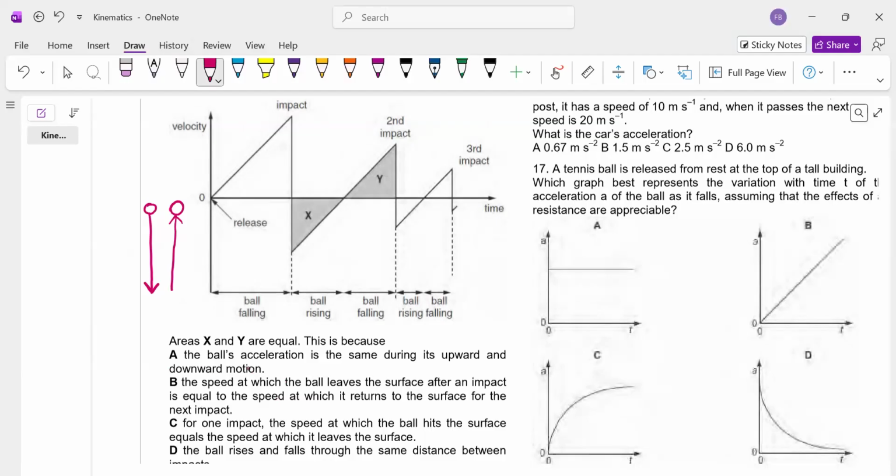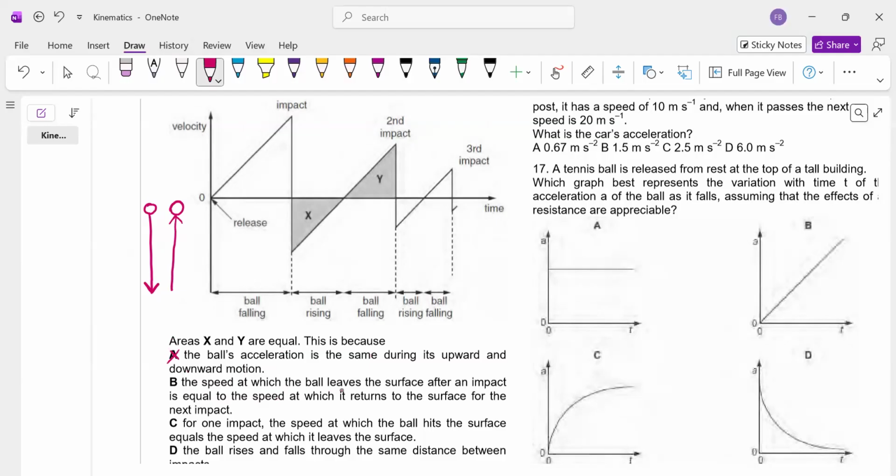Okay, we can check: the ball's acceleration is the same during its upward and downward motion. Is this correct? The acceleration is the same during its upward and downward motion, but it is in the opposite direction. So it is not correct.